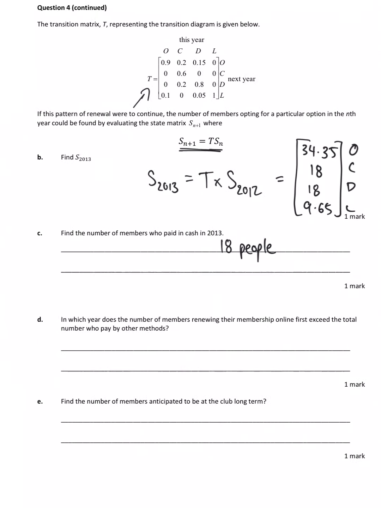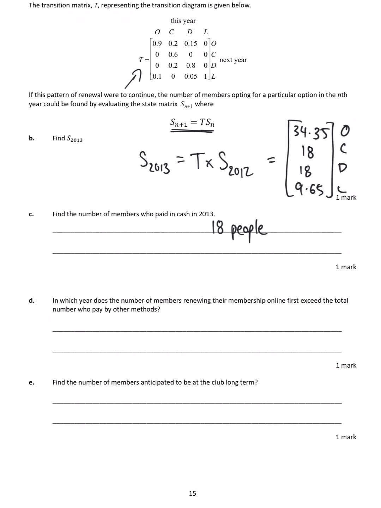Cool. All right, in which year does the number of members renewing their membership online first exceed the total number who pay by other methods? All right, so if we look at the number of people who pay by other methods, we've either got cash or, I can't remember, D, I think D might have been direct debit or something. Okay, so in total that's 36. That number is bigger than the number of people who pay online. So we've just got to find which year this online number beats cash and direct debit in total.